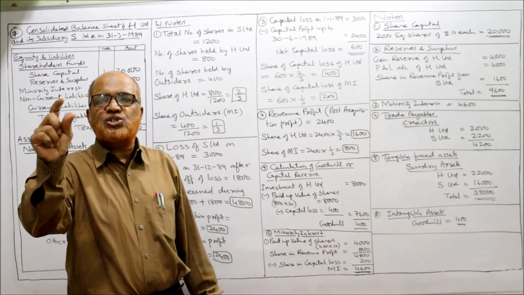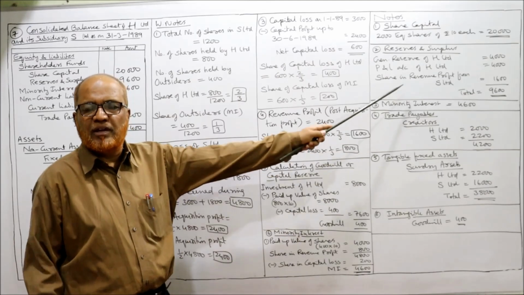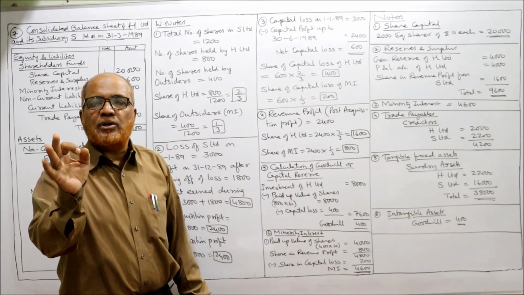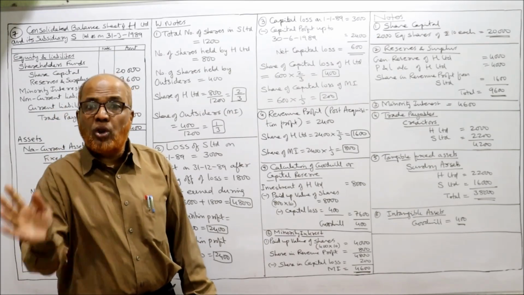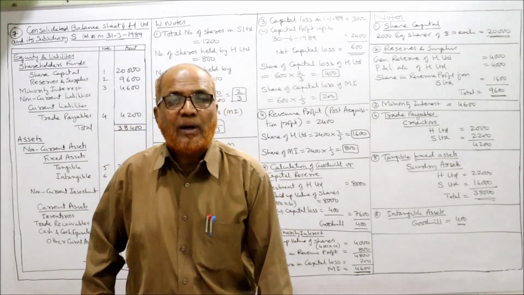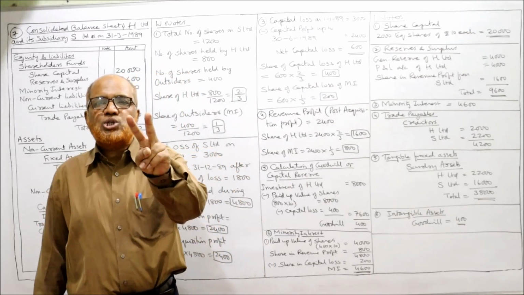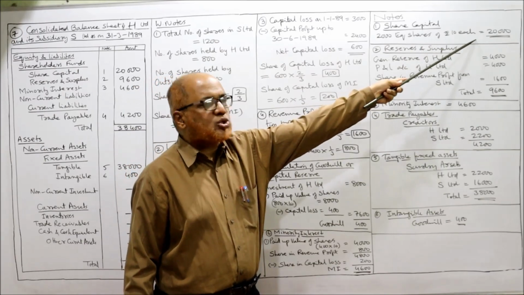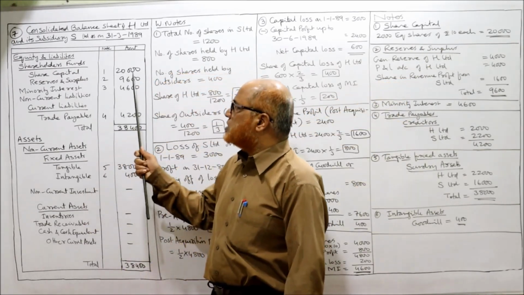These are called notes forming part of financial statements. First note, share capital. Whose share capital? Share capital of H Limited, not S Limited. So H Limited, how much is the share capital given in the problem? 20,000. 2,000 equity shares of 10 each, 20,000. So we have taken 20,000 here.